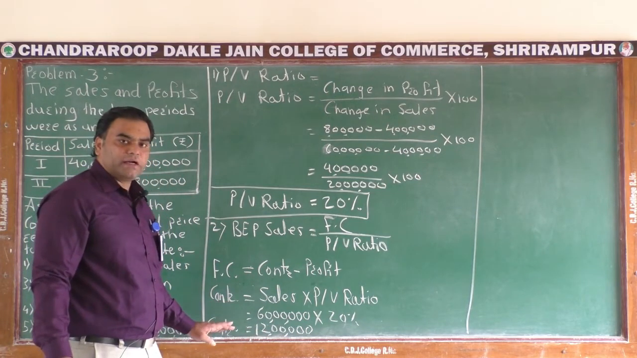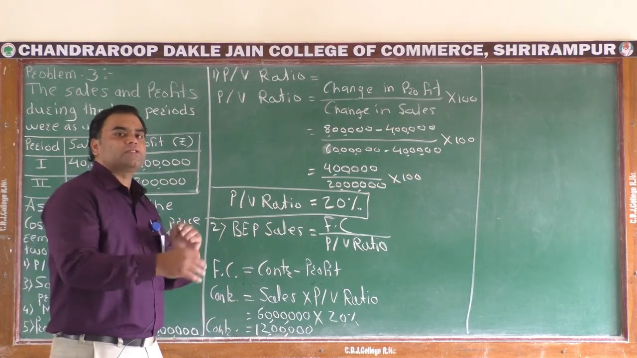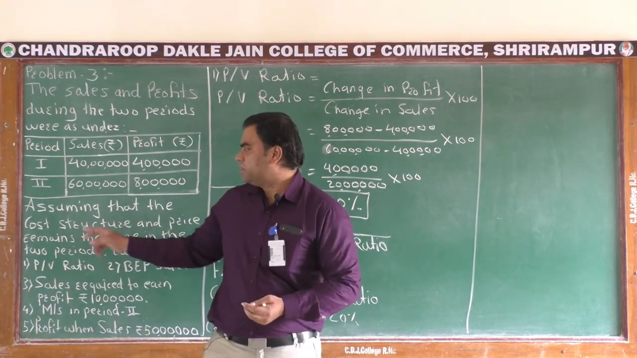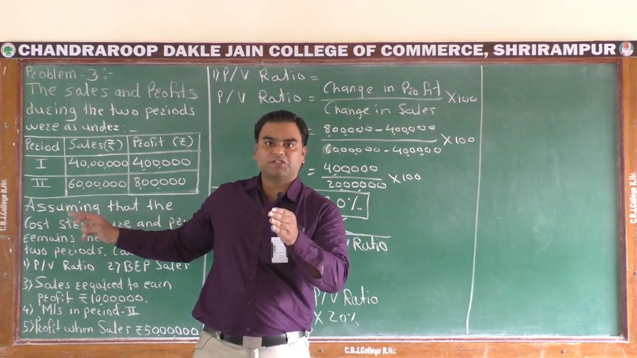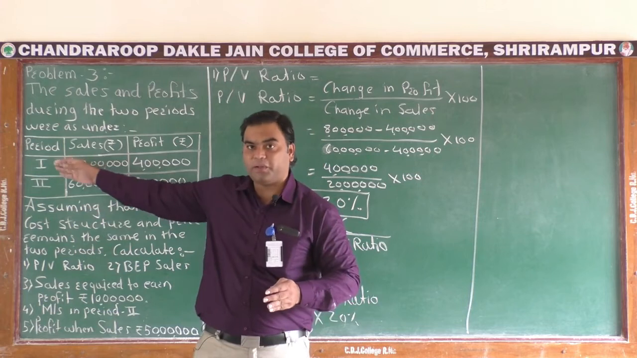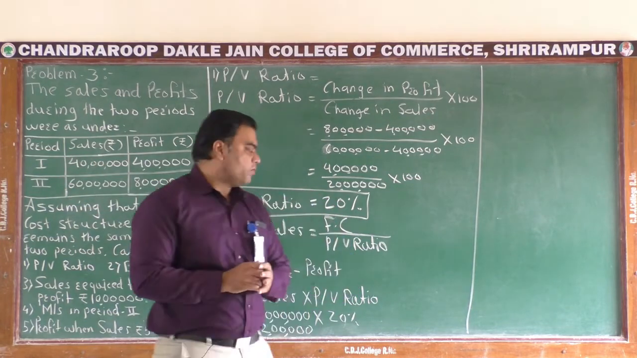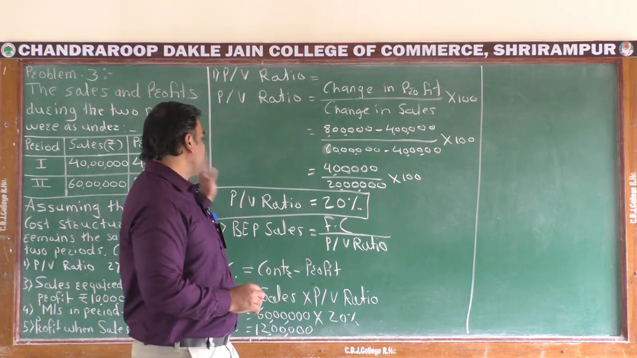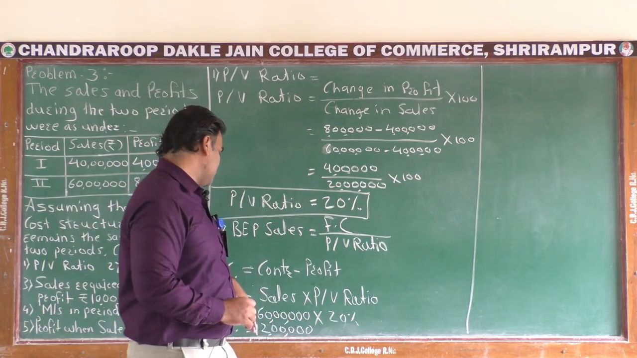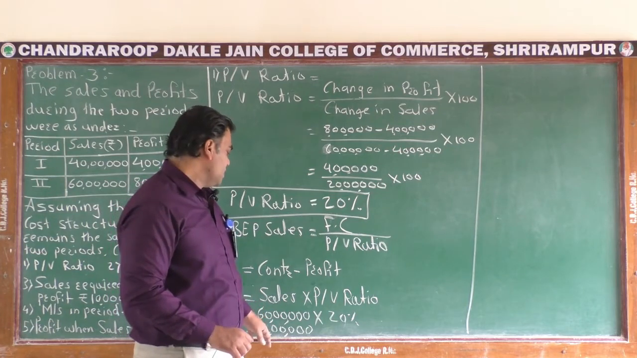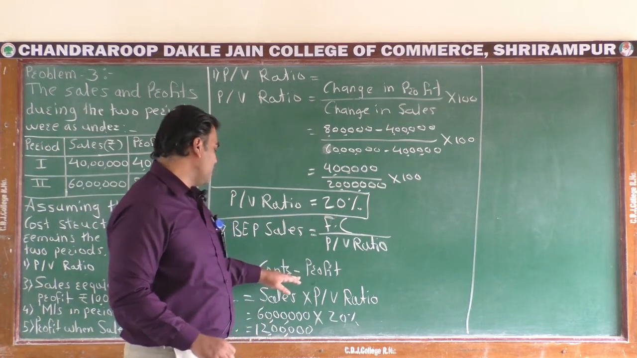So we have calculated contribution less fixed cost is equal to profit. As we know, we have to assume the cost structure is the same for period first and second. So fixed cost rupees 4 lakh will remain the same for period 1 and period second. So contribution is 12 lakh.